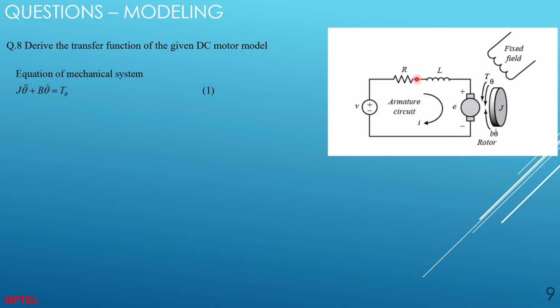So what is this electrical system? When you apply KVL, Kirchhoff's voltage law, we just equate the voltage here. You have L di/dt, which is the inductance part of the motor, so this is the inductance voltage. Then there is Ri, which is the voltage due to resistance. Then this is equal to V minus the EMF.